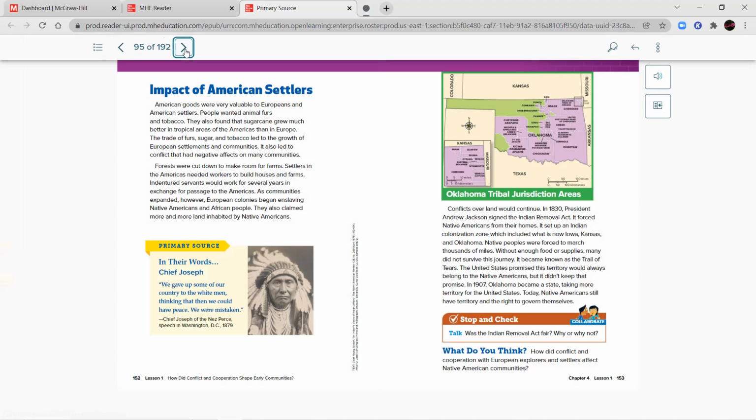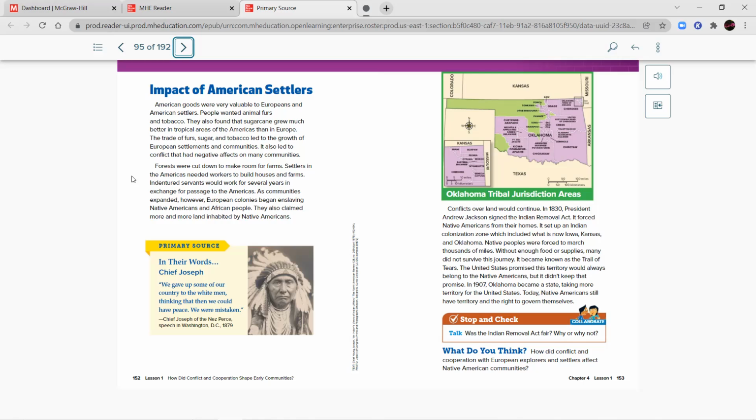Impact of American settlers. American goods were very valuable to Europeans and American settlers. People wanted animal furs and tobacco. They also found that sugarcane grew much better in tropical areas of the Americas than in Europe. The trade of furs, sugar, and tobacco led to the growth of European settlements and communities. It also led to conflict that had negative effects on many communities.